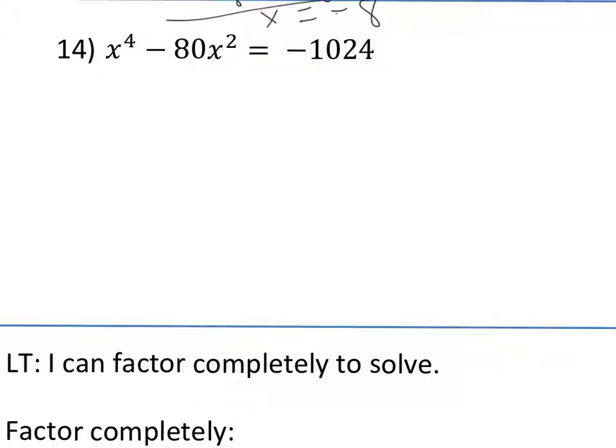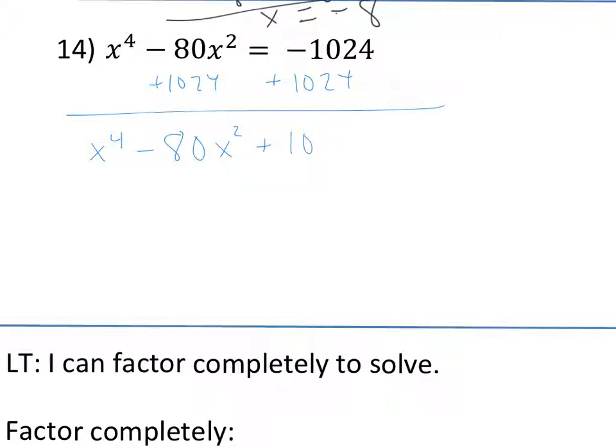Number 14, if you notice, the degree is x to the fourth, so we should actually have 4 solutions to this equation. So let's make sure when we're done that we do in fact have 4 solutions. Of course, unless it is a perfect square trinomial, in which case we'll get an answer that will work double. But let's look at number 14. So I'm first going to get this equal to 0. So I'm going to add 1024 to both sides. And I get x^4 - 80x^2 + 1024 = 0.